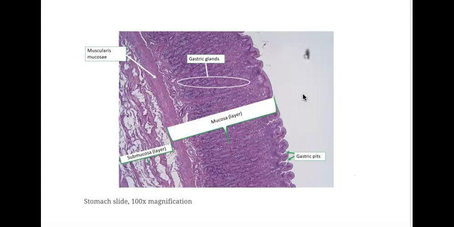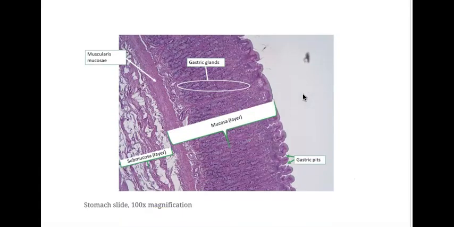So here's that same stomach slide, just magnified more. All of these are the gastric glands. And you'll see here, this is all the mucosa layer. Where they kind of dip in, those are the gastric pits. This band running perpendicular to the gastric pits is the muscularis mucosa. You'll see this quite a bit. And then underneath that is simply submucosa. So underneath mucosa is submucosa.